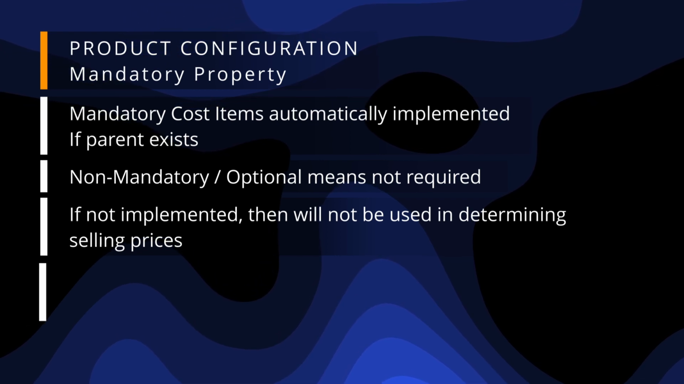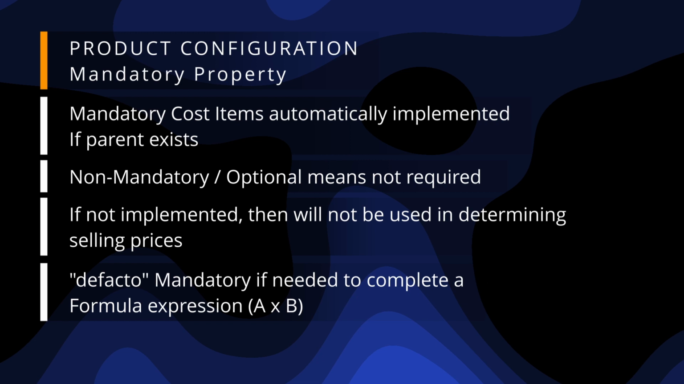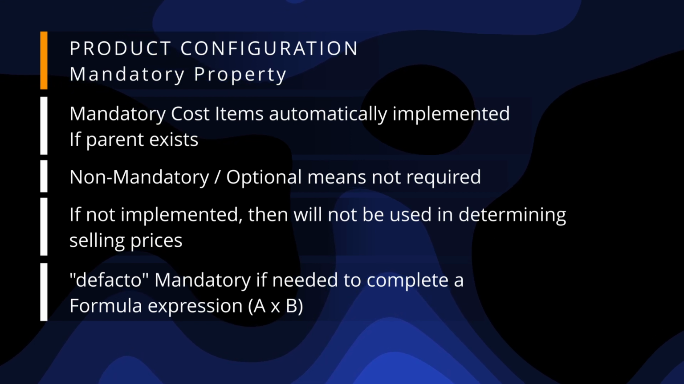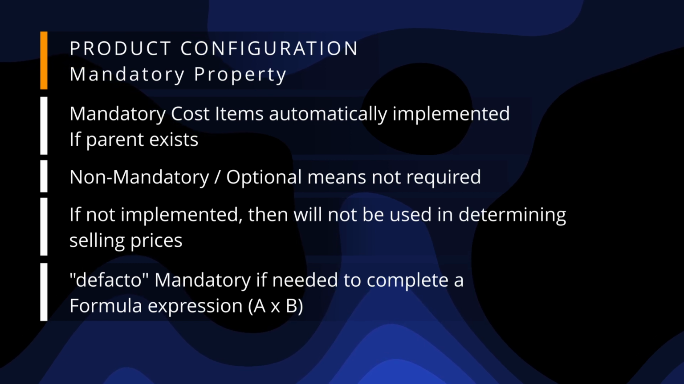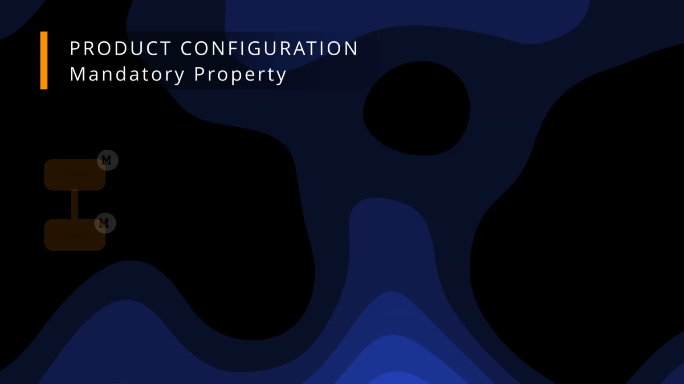Actually, there is a caveat. Not all non-mandatory cost items are optional. That's because even though a cost item may be non-mandatory, if it's used in a formula expression in conjunction with another cost item which has been implemented, you will also need to implement the dependent cost item. Mercenter's UI will notify you of the dependency so that you can resolve the warning.